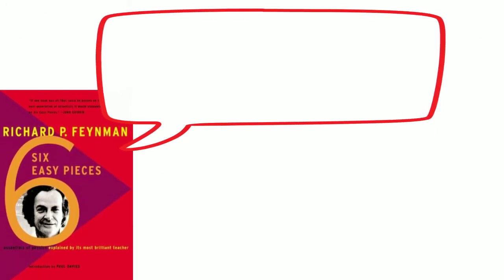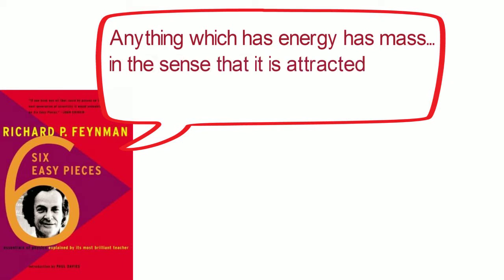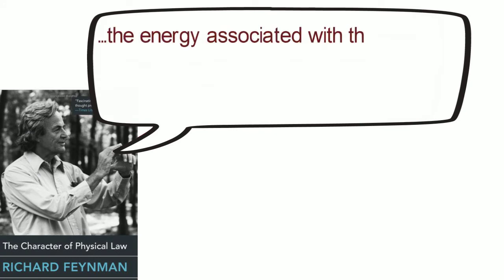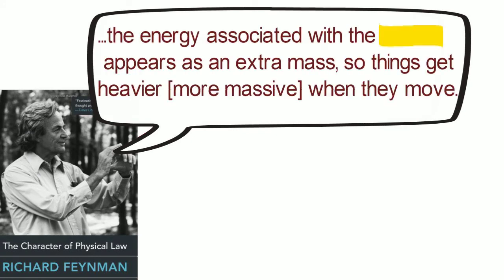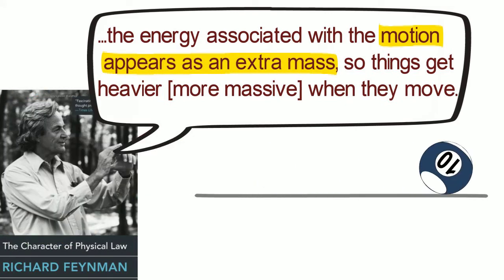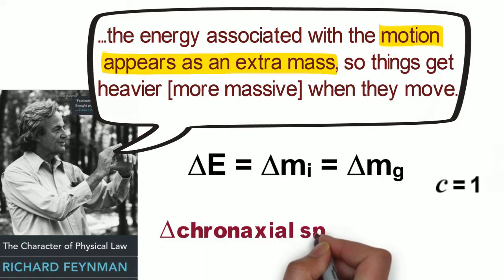Feynman notes, anything which has energy has mass, in the sense that it is attracted gravitationally. This includes an object's kinetic energy. The energy associated with motion appears as an extra mass, so things get more massive when they move. The work, or energy, to get a mass moving indicates inertia. The energy invested adds identically to inertial and gravitational mass, linking the three, with chronaxial spin the common mechanism.